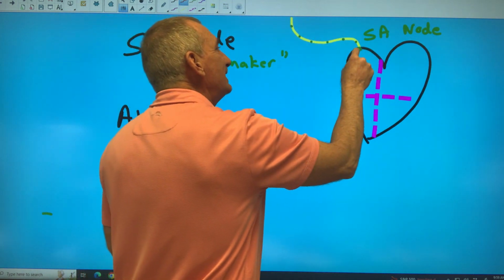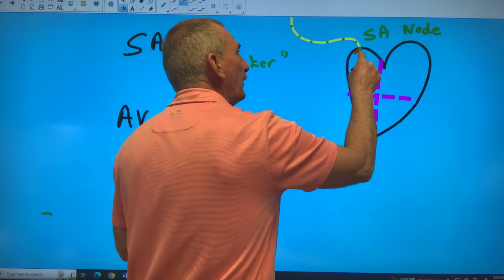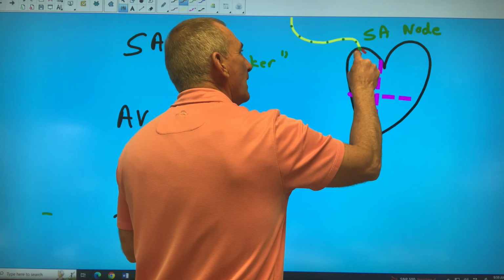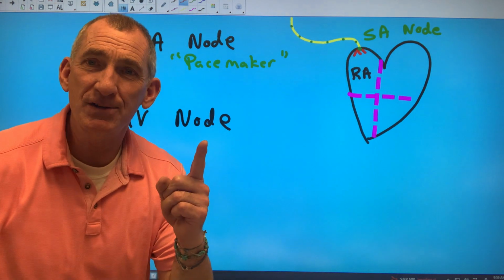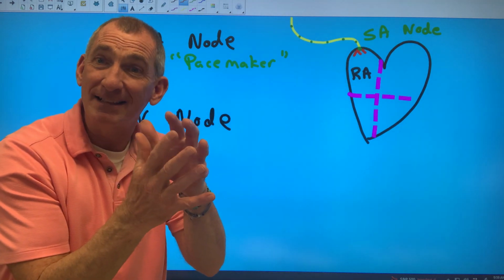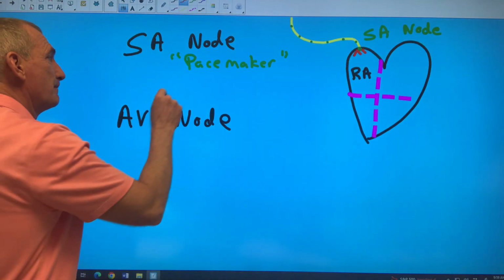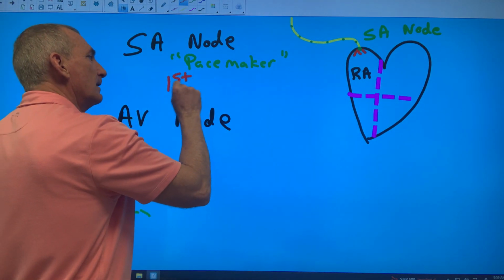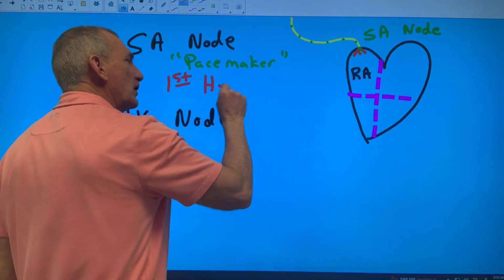And then the SA node are these muscle cells right here. They're the first muscle cells to contract. And they're going to contract. And that's what I'm going to write down here. First heart cells to contract.